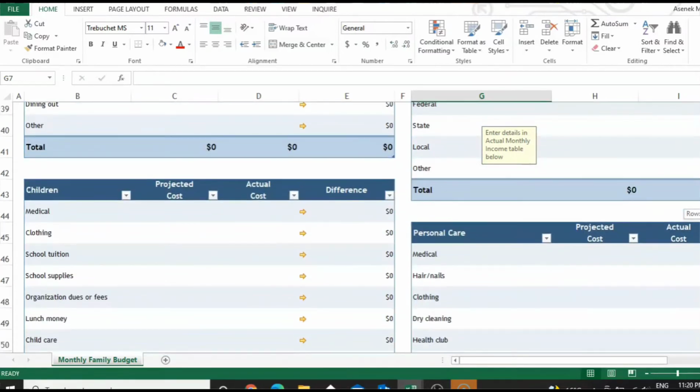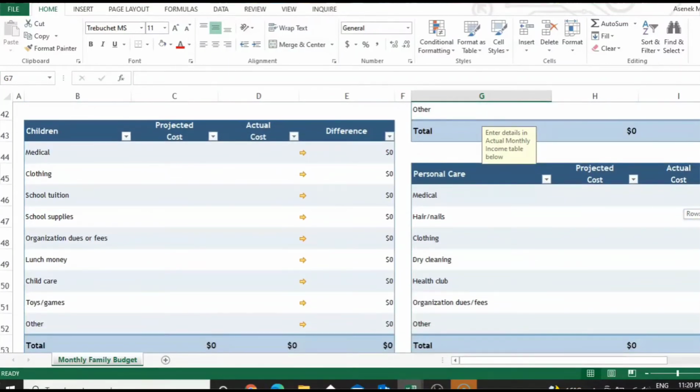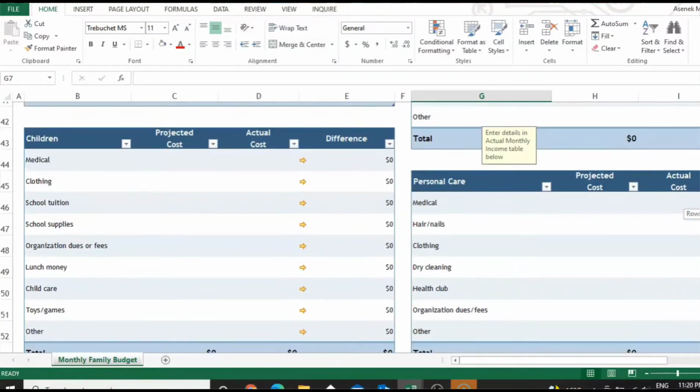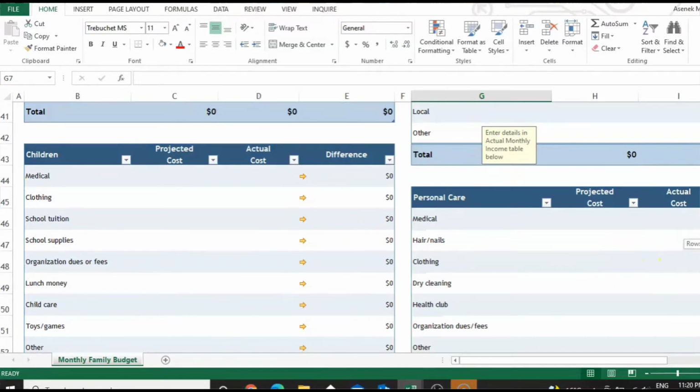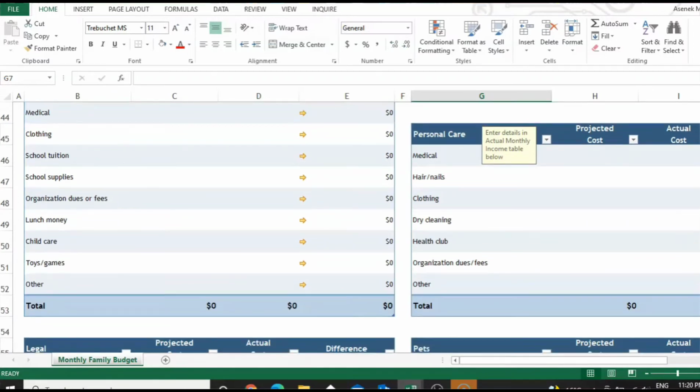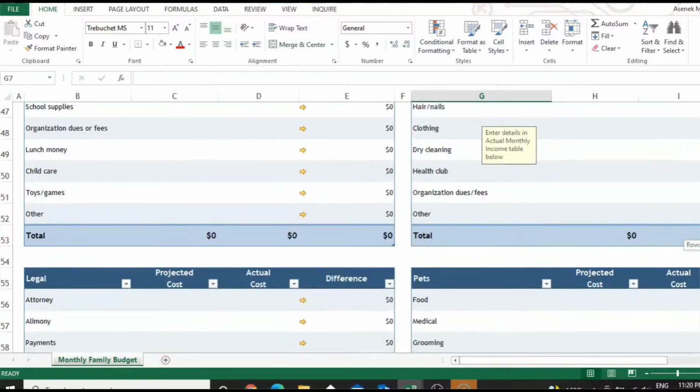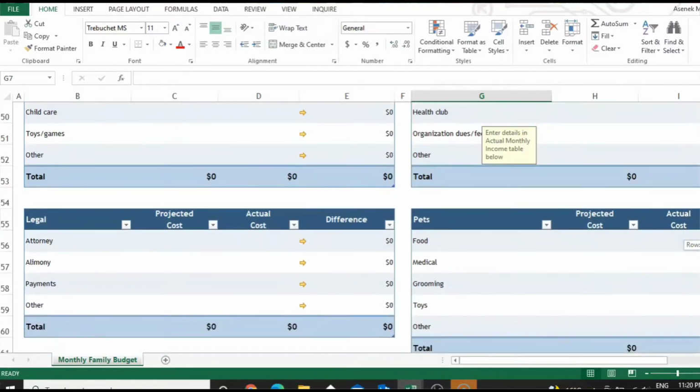Children is another category. As a family, if you have children, you want to also budget for that. For your children, you want to make sure that you allocate for medical bills, clothing, school fees, school supplies, organizational dues or fees that are related to school, lunch money, childcare, toys and games, or even entertainment and activities for your children. As always, enter the projected cost and the actual cost, so you see the difference and that way you can keep track.